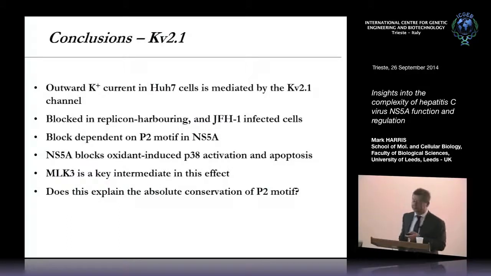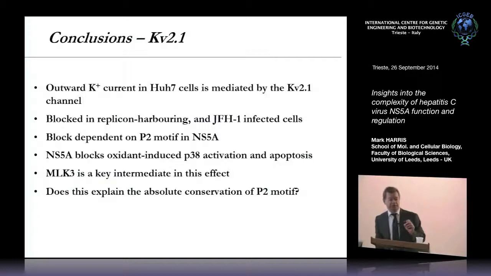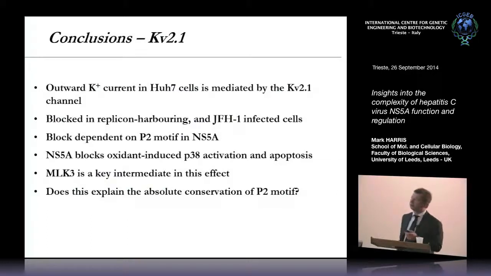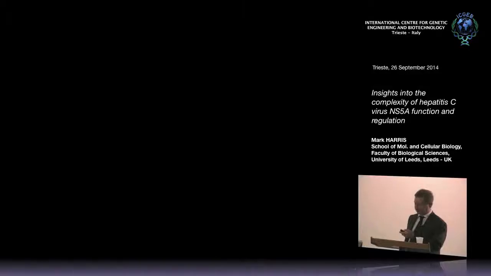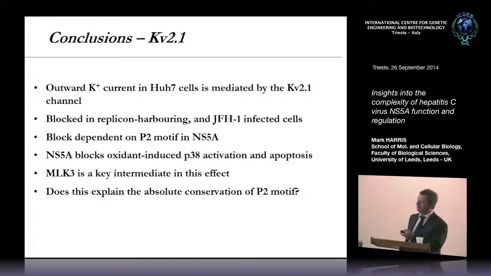And indeed, if we take primary hepatocytes and treat with DTDP, those cells are dead in about 10 minutes, whereas HOH7 cells are much more resistant. They can last a lot longer. So I think HOH7 cells are a great tool for studying this virus, but they're not normal cells. They are very highly transformed. So we have to treat anything that we see in HOH7 cells with a pinch of salt. But having said that, I think we have identified a function for this P2 motif.